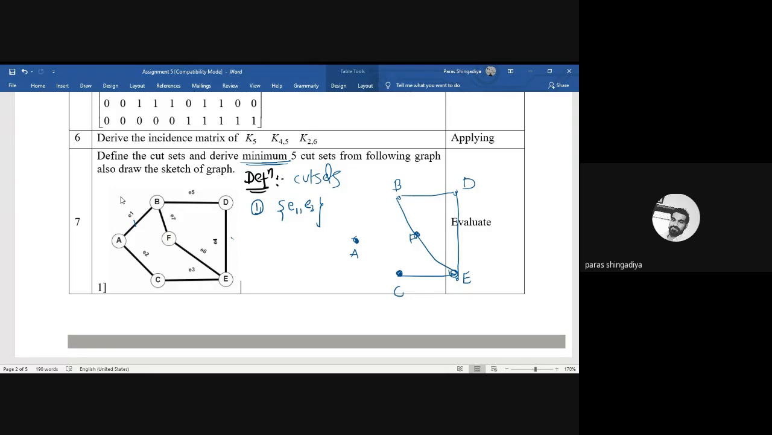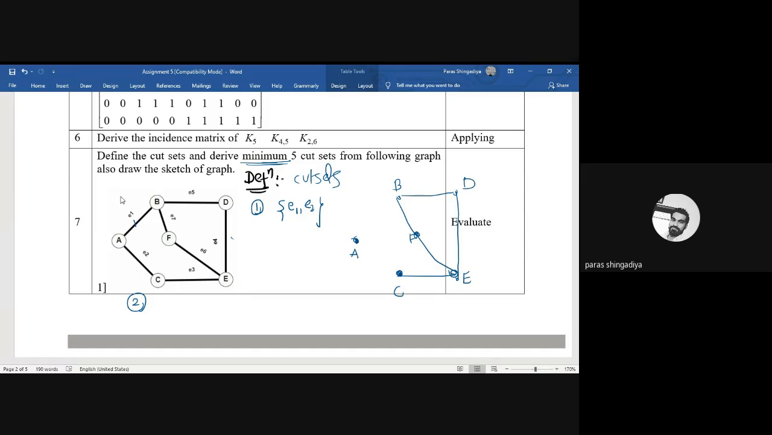Clear? That is a disconnected form. Now find the second cut set. The second cut set: you can just focus on the vertices also. How many vertices do we have? There are 6 vertices. So we just disconnect a vertex from the rest of the graph. So these are the 6 cut sets.